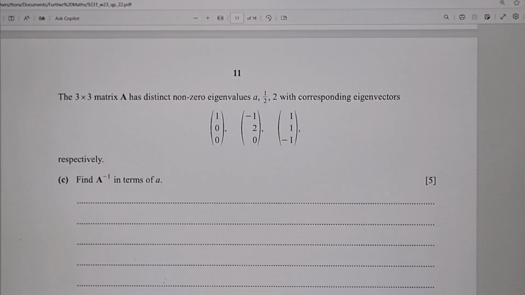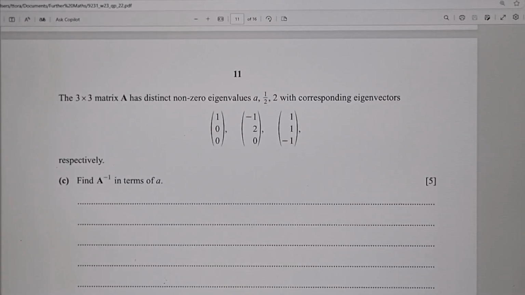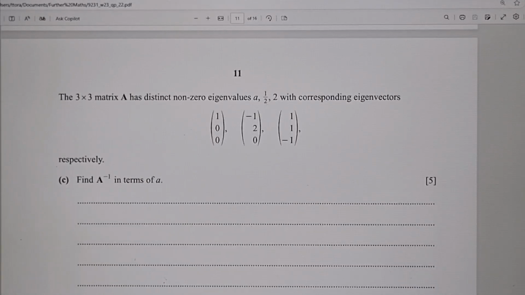Also, the 3 by 3 matrix A has distinct non-zero eigenvalues a, half, 2, with corresponding eigenvectors 1, 0, 0, minus 1, 2, 0, 1, 1, minus 1, respectively. Find A inverse in terms of A.